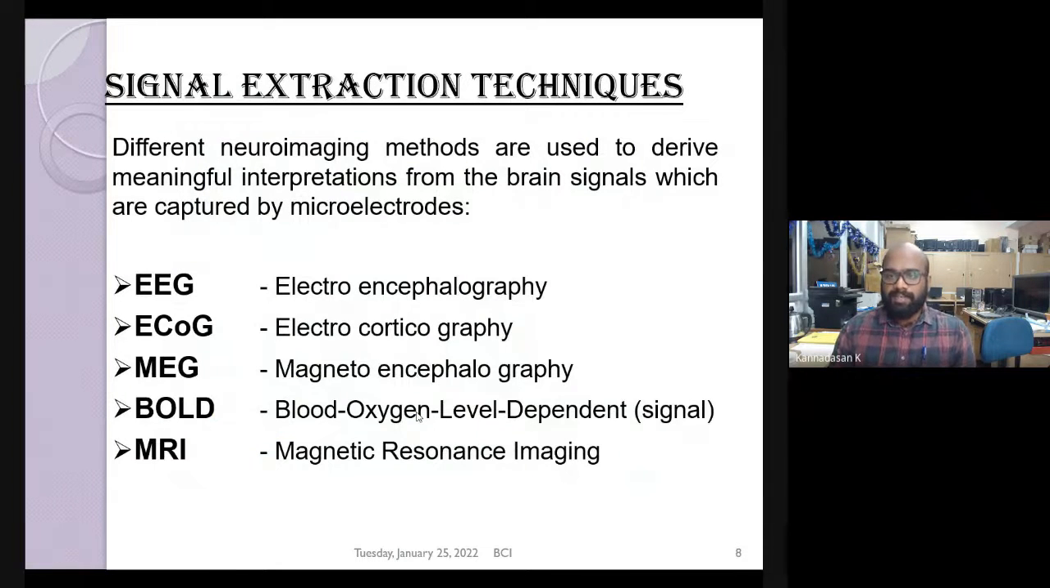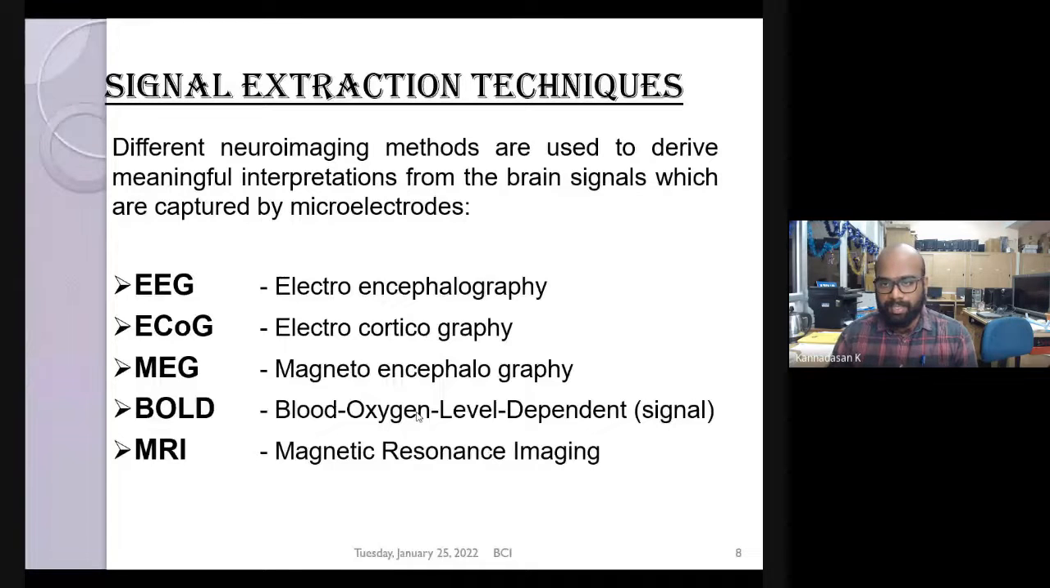So we'll start with the first step, which is signal acquisition, right? Signal extraction or signal acquisition, it means the same. It doesn't matter. So, different ways to take the signal. Okay, my brain is thinking something, and I'm going to get a signal from my brain. How to do it? What is the process?